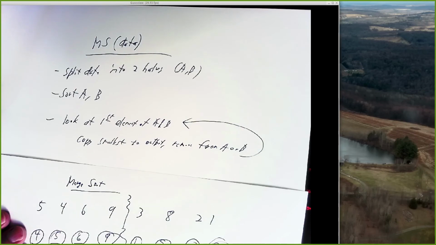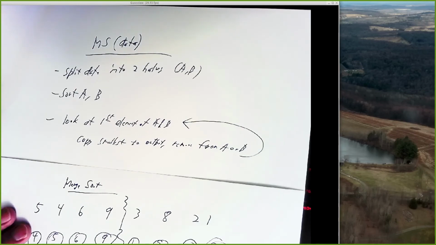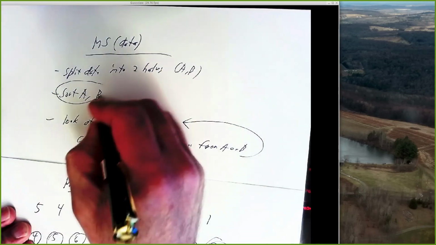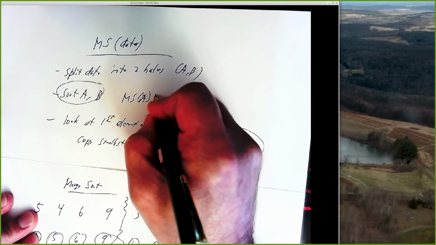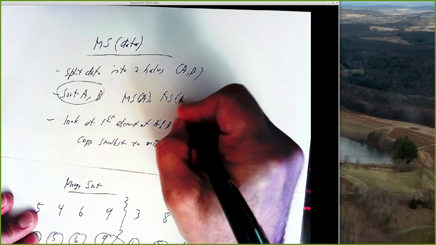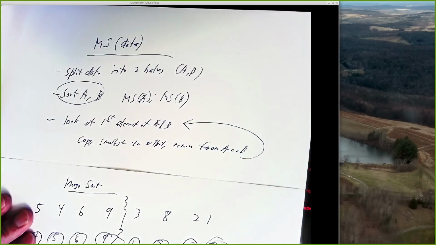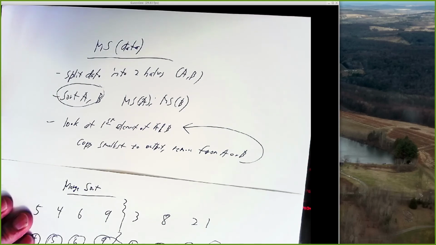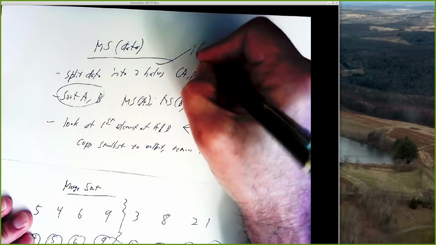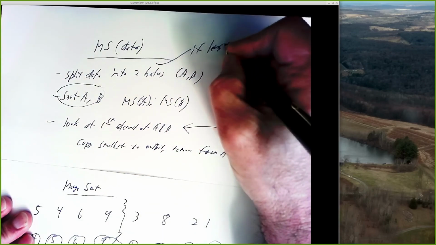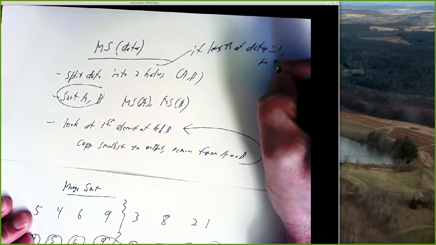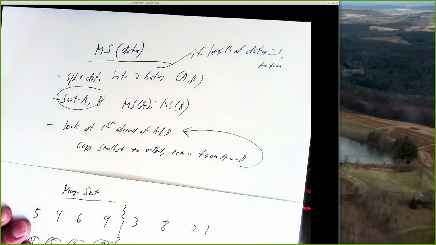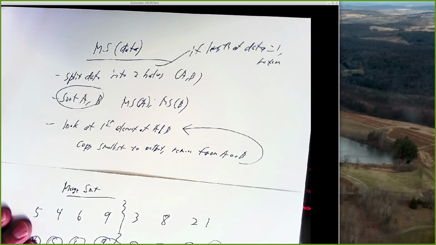I think I see an opportunity for recursion here. Yeah, because how are we going to sort our subarrays A and B? We're going to use a merge sort. And what's our base case? If length of data equals 1, we'll just return. Because if we're sorting an array of one number, we don't have to do any work. It's already sorted.